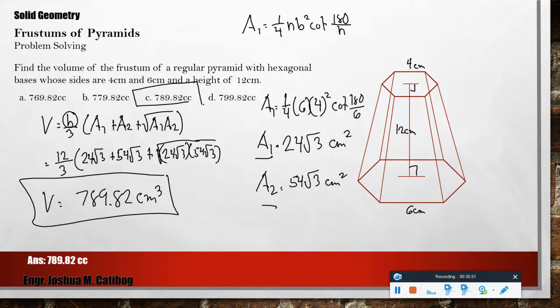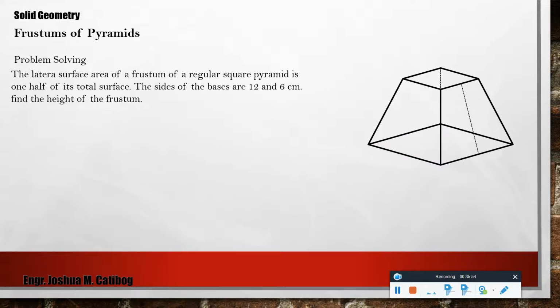Okay, so ito pong problem na to. So our next problem, or this is the last problem po regarding kay pyramids natin. So ito po, the lateral surface area of a frustum of a regular square pyramid is 1/2 of its total surface. The sides of the bases are 12 and 6 centimeters. Find the height of the frustum. So we are going to solve this one. Gusto ko sanang ipa-assignment sa inyo para medyo maglaro yung utak natin, pero naisip ko na baka tayo mahirapan pa or magtagal pa tayo. So papakita ko sa inyo para meron kayong idea kung paano po siya sinosolve.